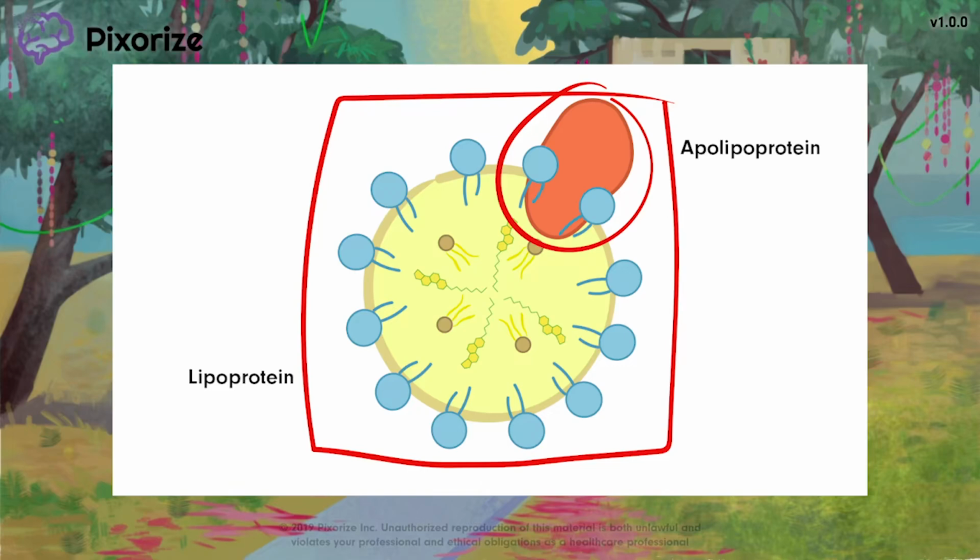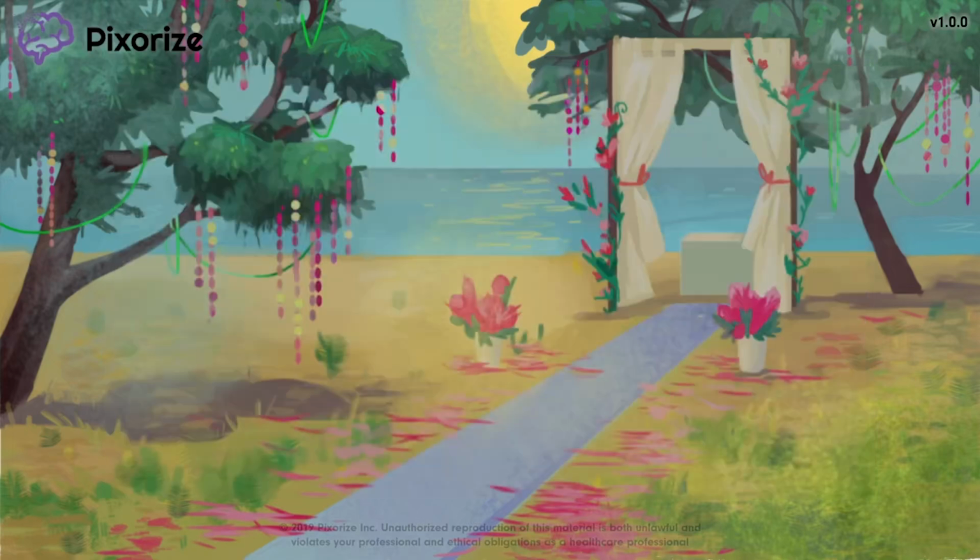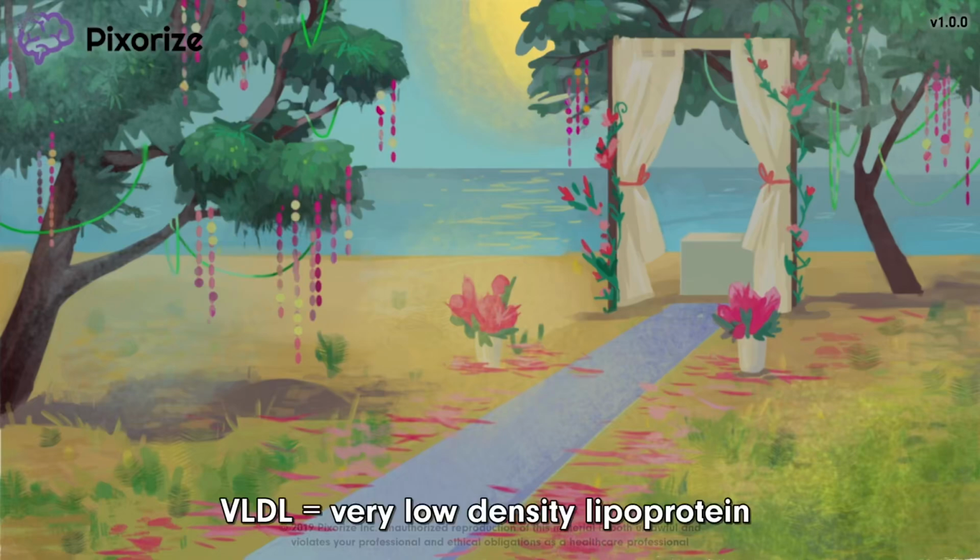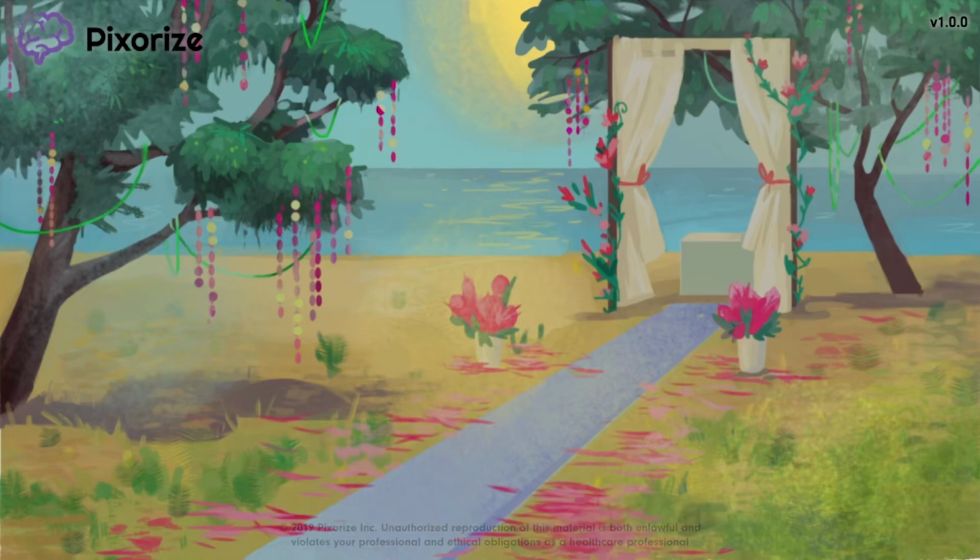Still with me? Good. This video focuses on the metabolism of a specific lipoprotein, VLDL, which stands for very low density lipoprotein. VLDL metabolism is a pretty straightforward pathway, and I'll quickly go through the steps now. Don't worry about catching everything here though. We'll go through this in more detail throughout the rest of the video.